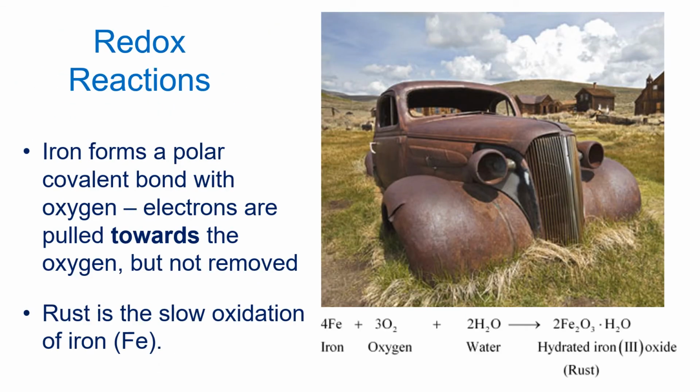Here we have an example where iron is going to combine with oxygen and water in the air and form hydrated iron oxide, also known as rust. So when a piece of metal is rusting, this is the reaction that's occurring. It's an example of a redox reaction because electrons are being pulled away from the iron atom and they're being pulled closer to the oxygen.